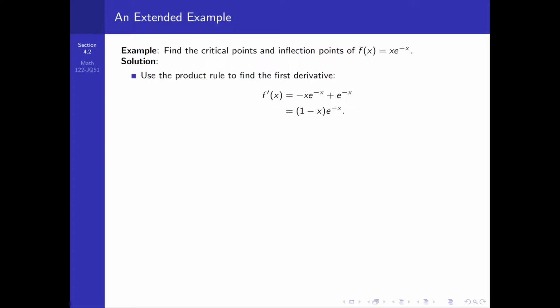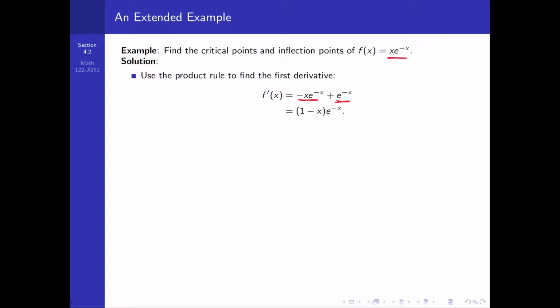So again, we're going to calculate the first derivative, and in this case, because we have x times e to the negative x, our derivative is going to require us to use the product rule. So this first term here, I get from taking the derivative of e to the negative x and leaving x alone, so I get negative x times e to the negative x. And then the second term I get by taking the derivative of x, which is just 1, times e to the negative x, which I leave alone.